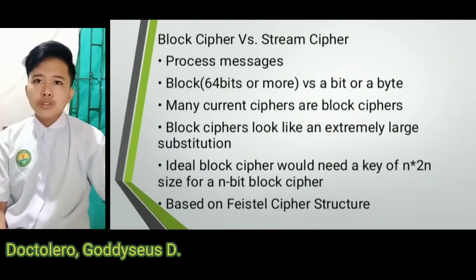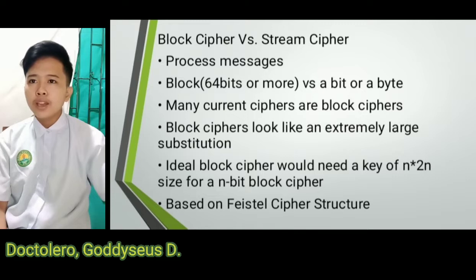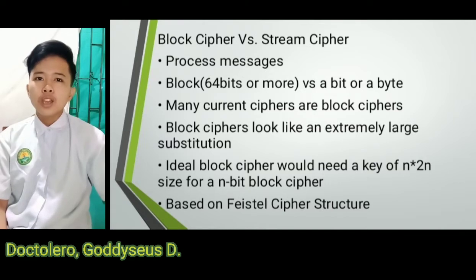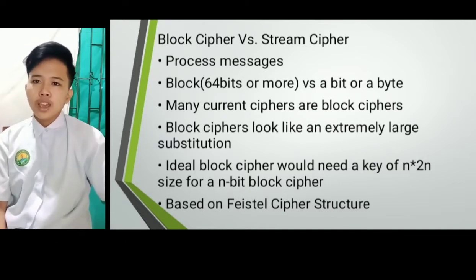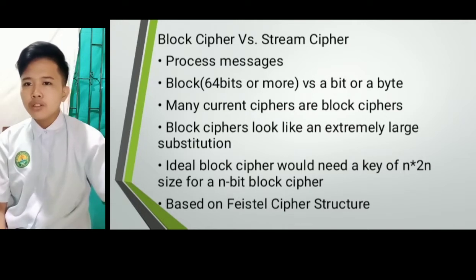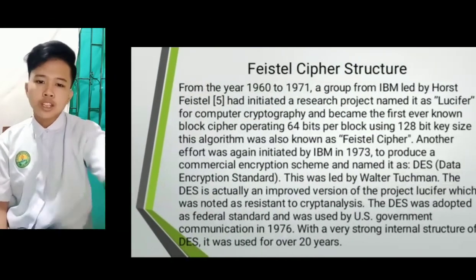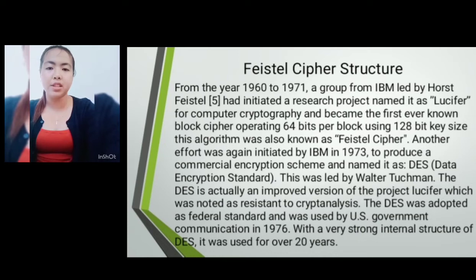Block cipher versus stream cipher: a block cipher processes a message in blocks of 64 bits or more, versus a bit or a byte at a time. Many current ciphers are block ciphers. Block ciphers look like an extremely large substitution. An ideal block cipher would need a key of n times 2^n size for an n-bit block cipher. This is based on the Feistel cipher structure.